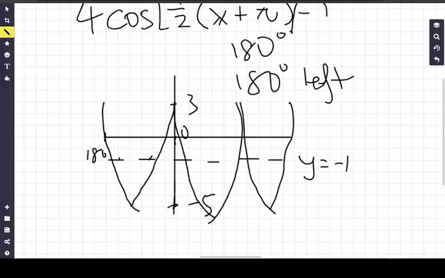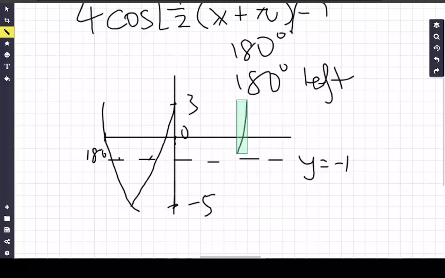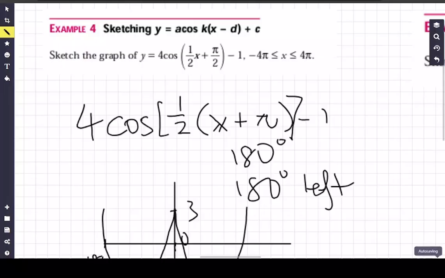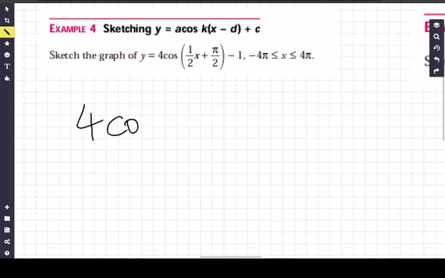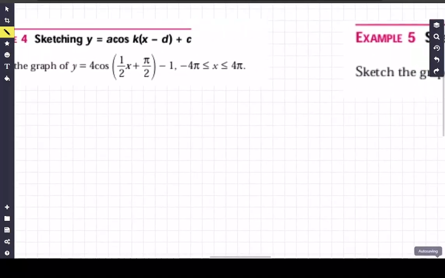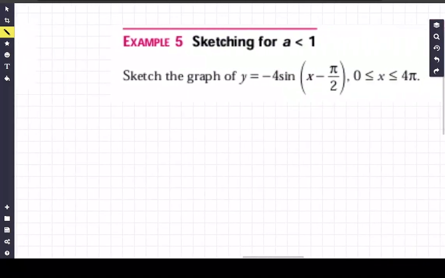That is going to be what the entire thing looks like. And it does say, between negative 4 pi and positive 4 pi. So since your period is only pi, you can actually draw 8 cycles in total. So you can actually go ahead and do that. It doesn't ask us for the domain and range, so I'm not going to write it out. And let's move on to number 5.